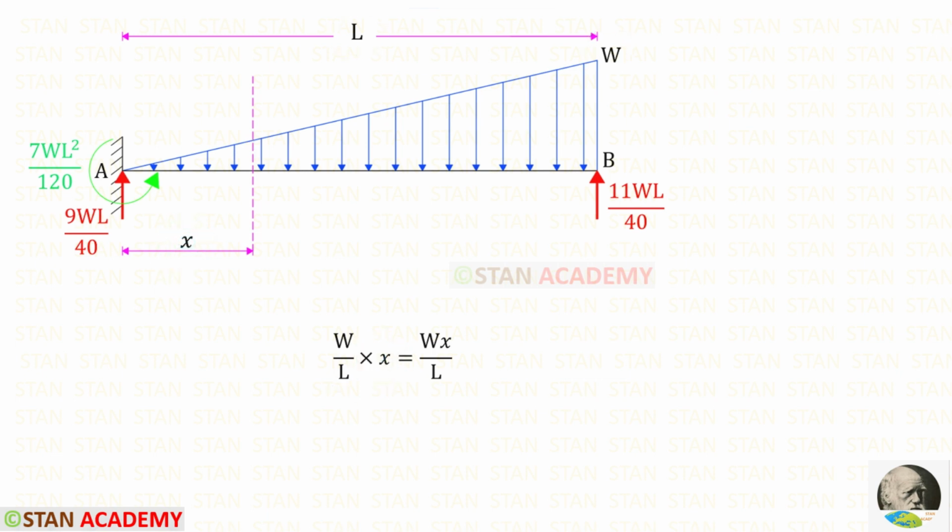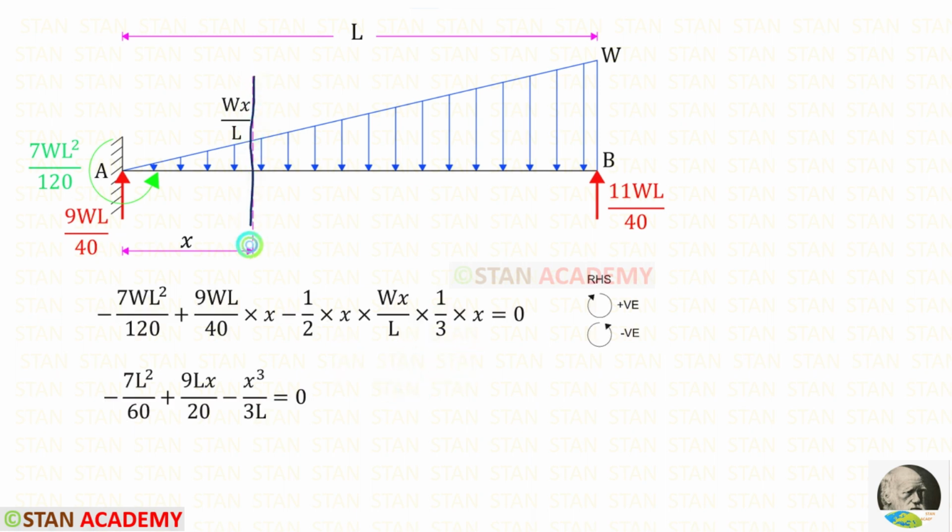In this way, we are getting the height as Wx upon L. We have seen this before. Now in this section, let us find the moment. We know that it is 0. Using that concept, let us find the distance x. Using right hand side rule, we can find the moment. We have seen this already.